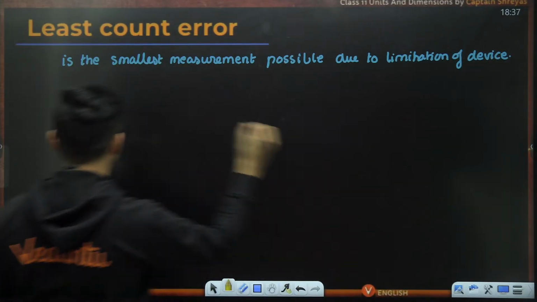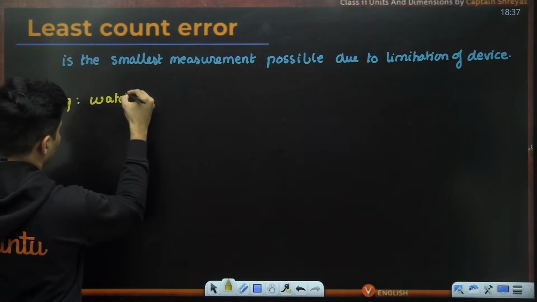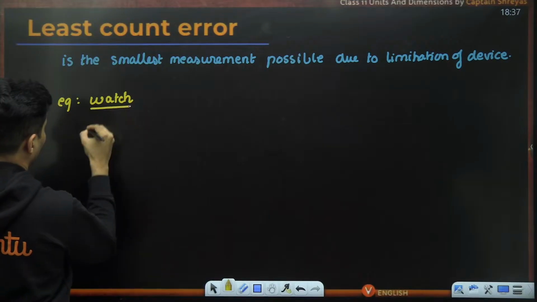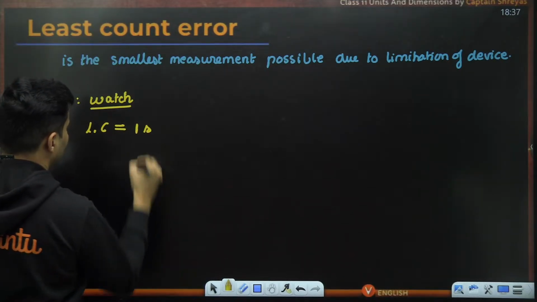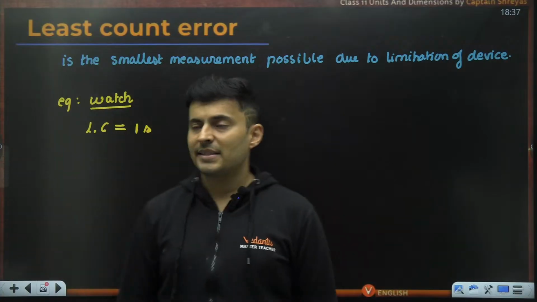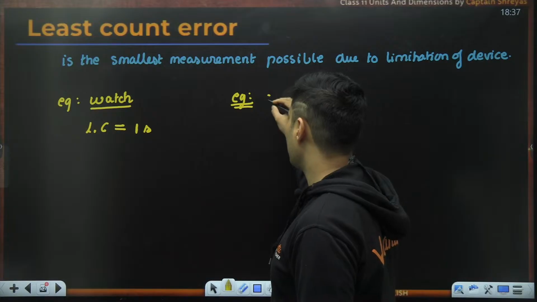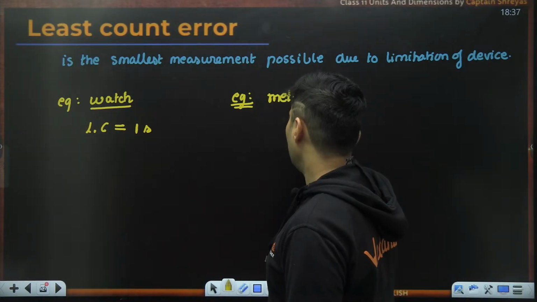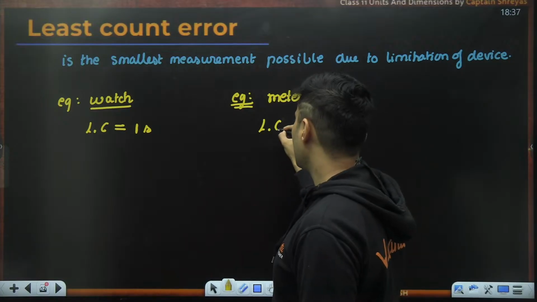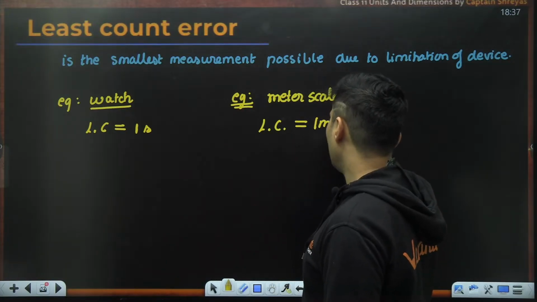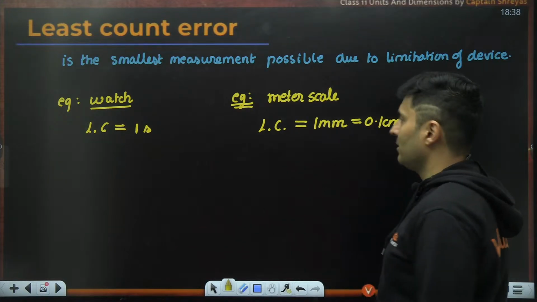Just to give you some examples, your regular watch has a least count of 1 second. You can't go less than 1 second, isn't it? Similarly, another example, your normal scale that you use, which is also called your meter scale, the least count of a meter scale is a millimeter. You can't go below that, which is 0.1 centimeter.